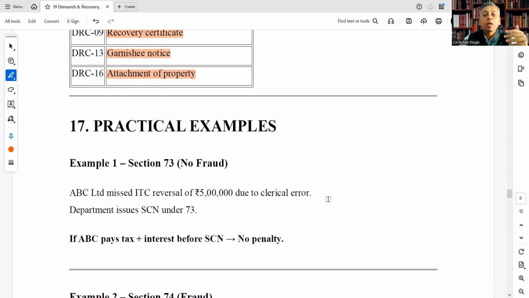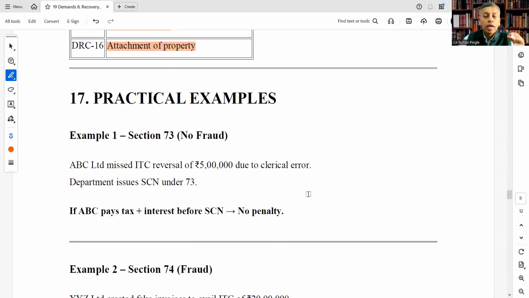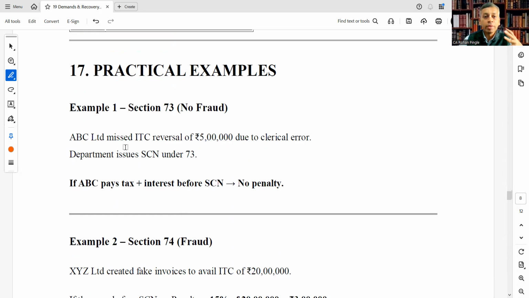Now we will see some practical examples to understand the concept. Example 1, Section 73, no fraud cases. ABC Limited missed an ITC reversal of 5 lakhs due to clerical error. So it is a non-fraud case. Department issues show cause notice under 73. If ABC pays tax plus interest before the show cause notice, then there will be no penalty.